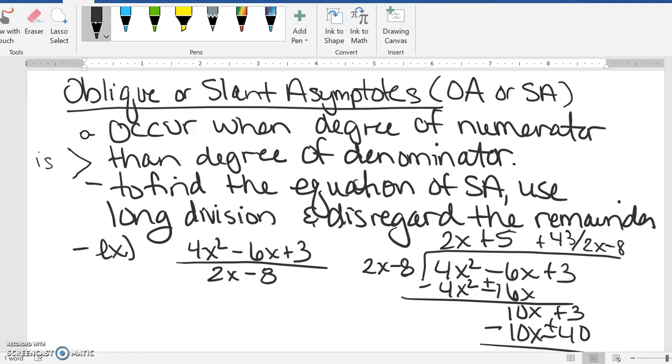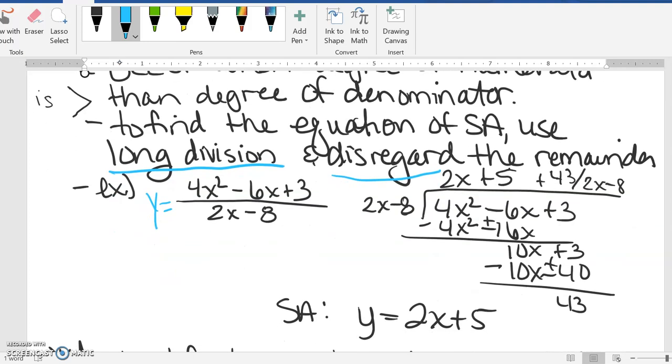Usually it's going to be 1 degree higher, but it can actually be 2 degrees higher, but usually you're going to encounter 1 degree higher. To find the equation of this asymptote, the oblique slant asymptote, use long division. That's why we just studied it. And what you're going to do is throw away or disregard the remainder. So if this is your rational function, we use long division like you just did on your exam, and you did very well with it, we get a remainder here of 43.